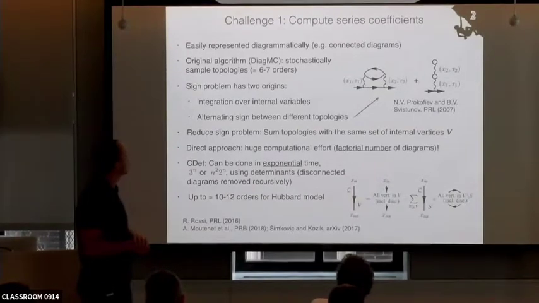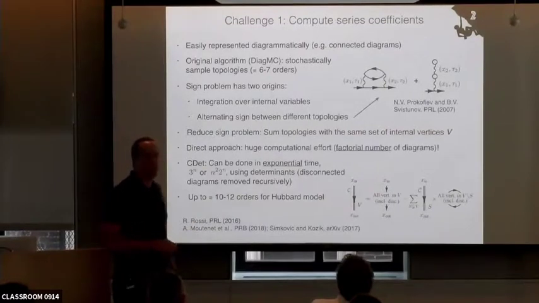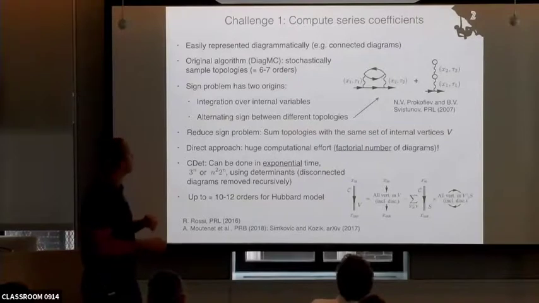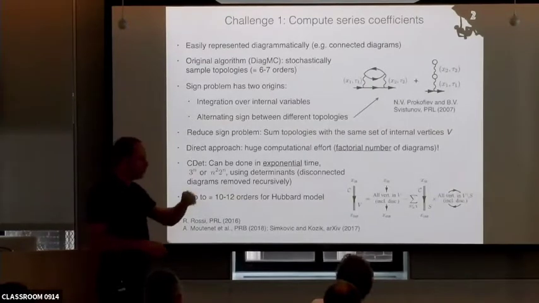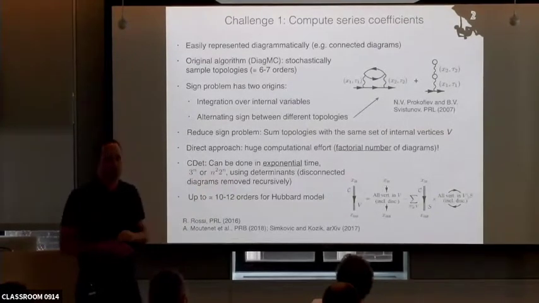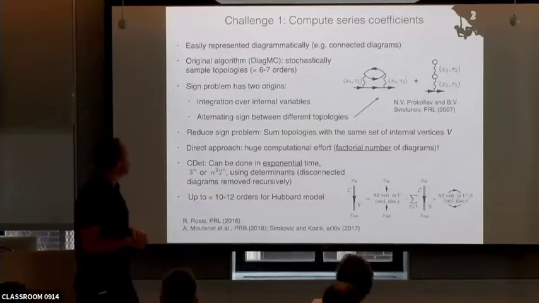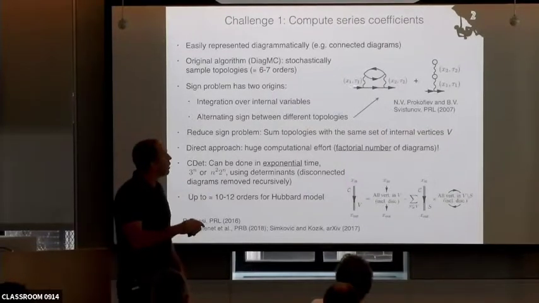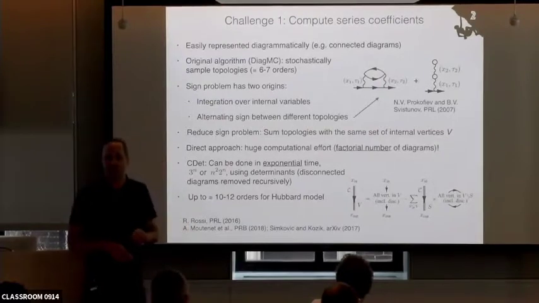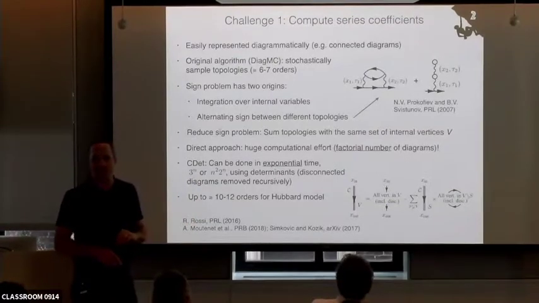So to address the first challenge, in the past years, this is the story. Usually these coefficients have a clear diagrammatic representation, and originally the way to compute them was to create a Monte-Carlo to stochastically sample the diagrams of this series. So you were stochastically sampling topologies and also changing internal vertices. This is what used to be called Diagrammatic Monte-Carlo, and you could typically compute 6 to 7 orders. Now this comes with a sign problem, and it has two origins basically. The first one is that you have an integration over internal variables, and this may change the sign of the contribution. And another one is the sum over different topologies, even for a fixed set of internal vertices.